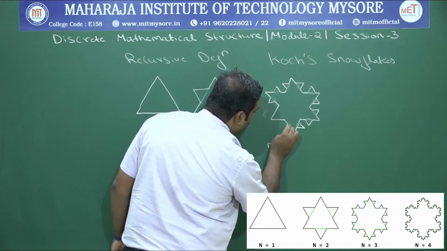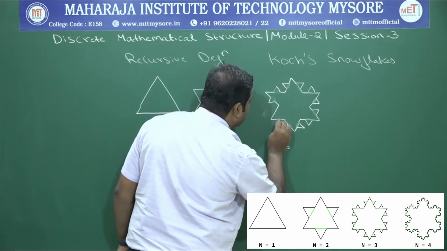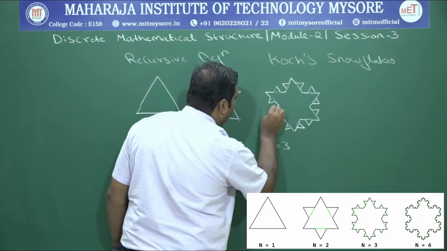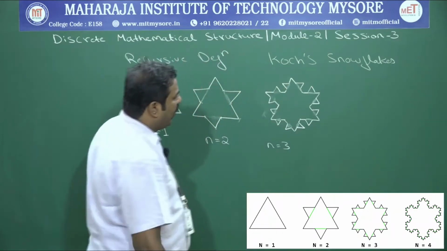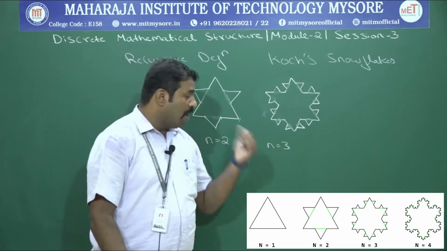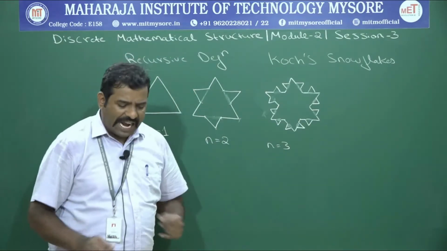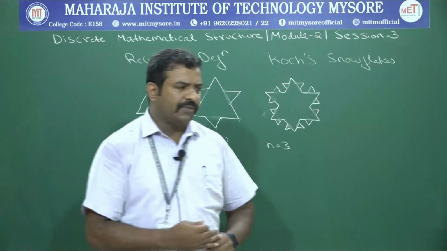The same way I am going to do over here, and the same way I am going to do for this line segment and even for this line segment. Now this is what I am going to have for n equals 3, or at iteration number 3. Now what exactly did you observe here?